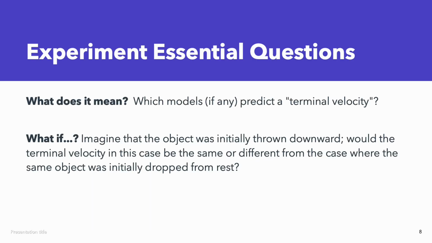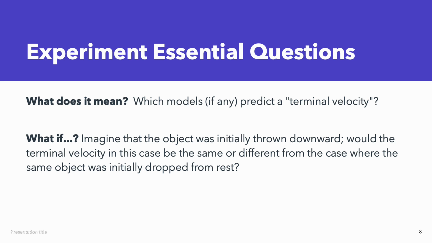Now we're going to talk about the experiment's essential question. Which models, if any, predict a terminal velocity? So first of all, what is terminal velocity? Terminal velocity is the constant speed that a freely falling object eventually reaches when the resistance of the medium through which it's falling prevents further acceleration. So the model that predicts terminal velocity is the one that includes both gravitational force and drag force, as the forces act against each other and cancel out for a net force of zero, meaning that we have constant velocity, which leads us to calculate the terminal velocity.